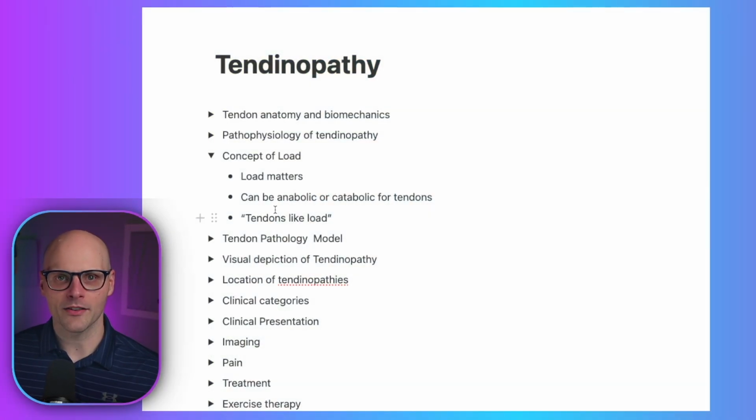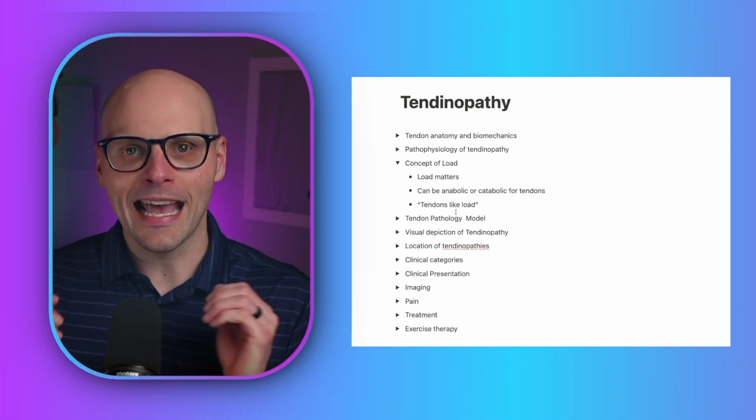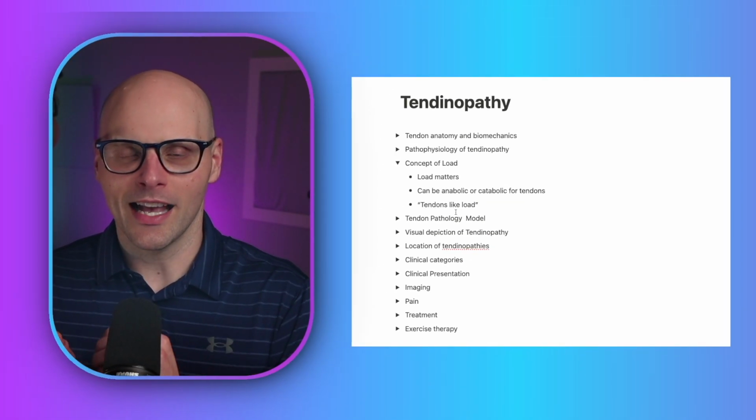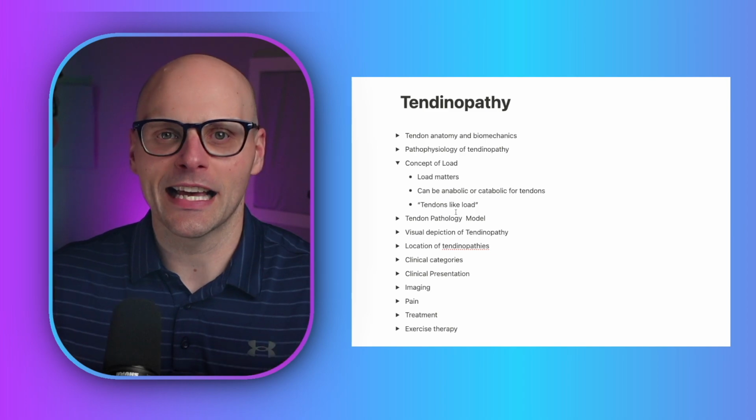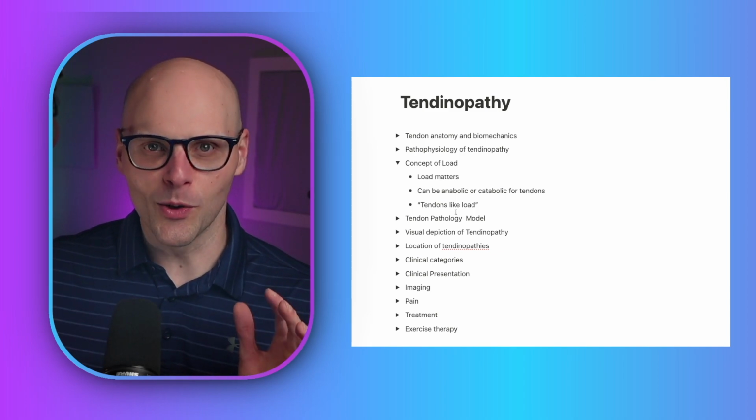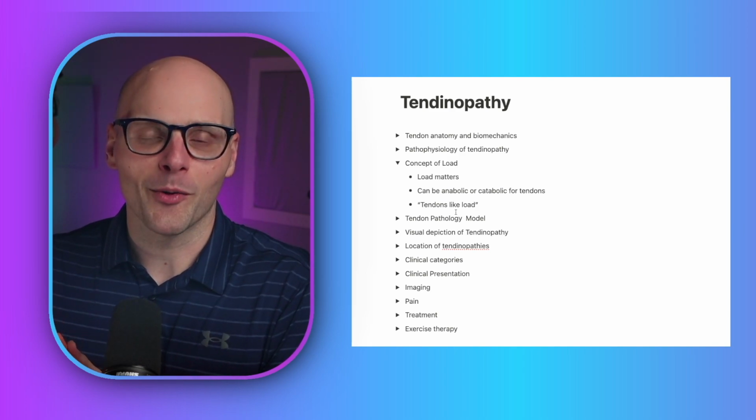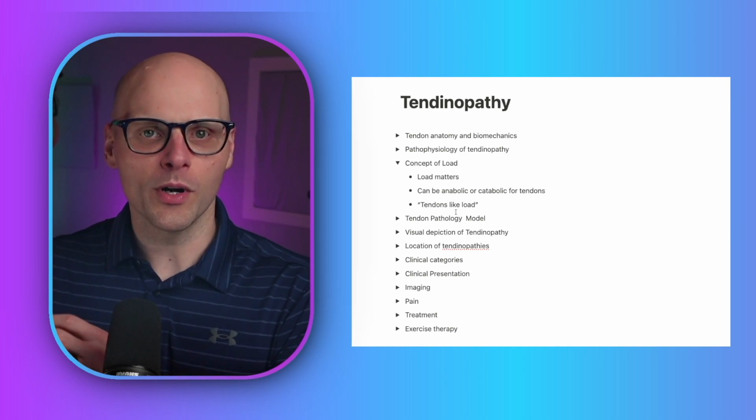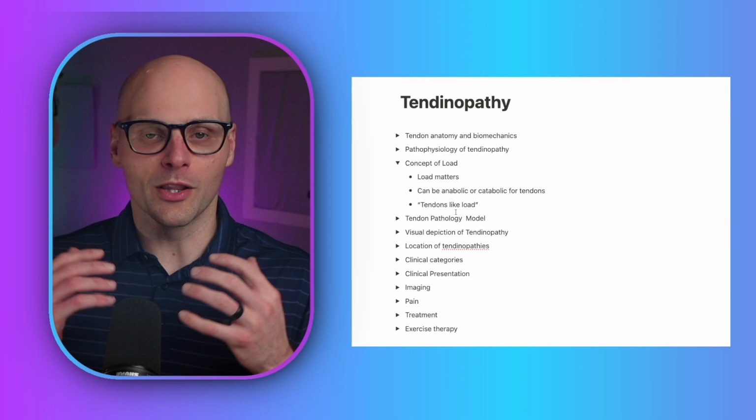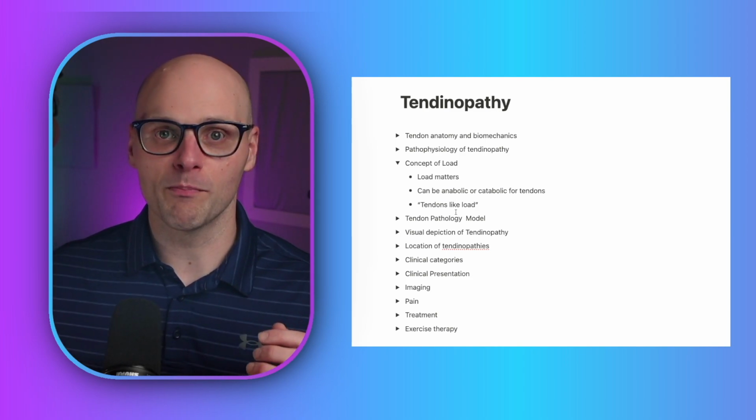That brings me to the concept of load, and that load matters. This is the biggest thing we talk about here. Load can be anabolic or catabolic for tendons. The general saying I say is tendons like load. They like it, but it's kind of like this Goldilocks principle where they have to have the right amount. When I say it's anabolic or catabolic, what I mean is too much load can be a problem. But the right amount of load is great because it gets stronger and builds and adapts to that.